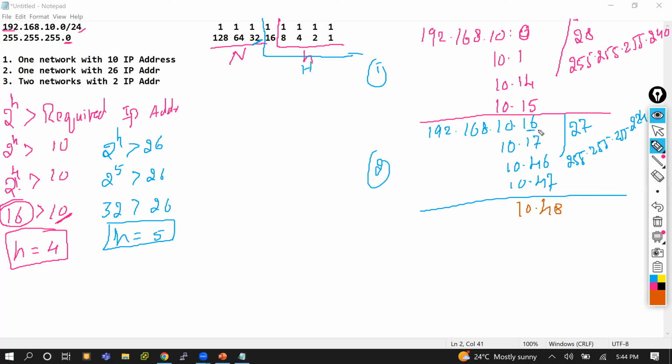So before that, 47. If you calculate from 16 to 47, how much is it? So 16, 17, 18, 19, 20. Then next, 47 means 27 we have. 27 plus 5, 32. So how many IP addresses are we getting here? 32. My requirement is how much? 26. Got it?